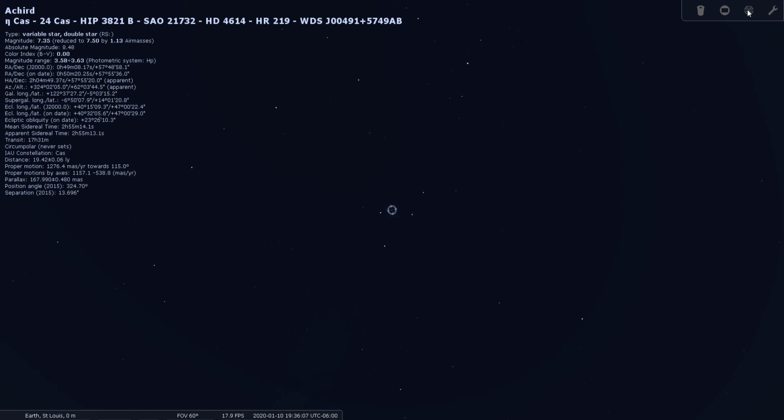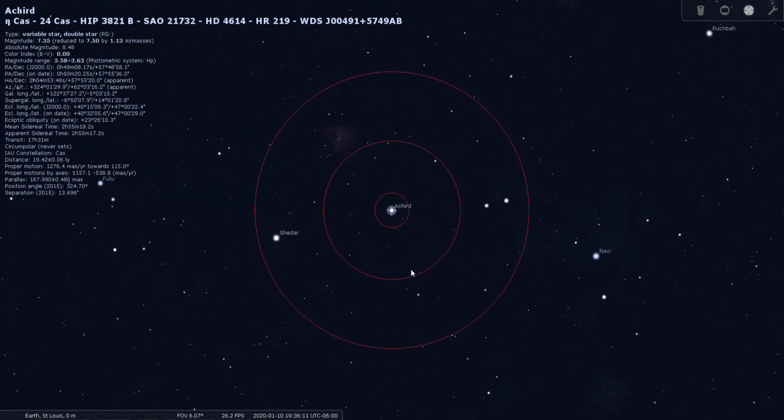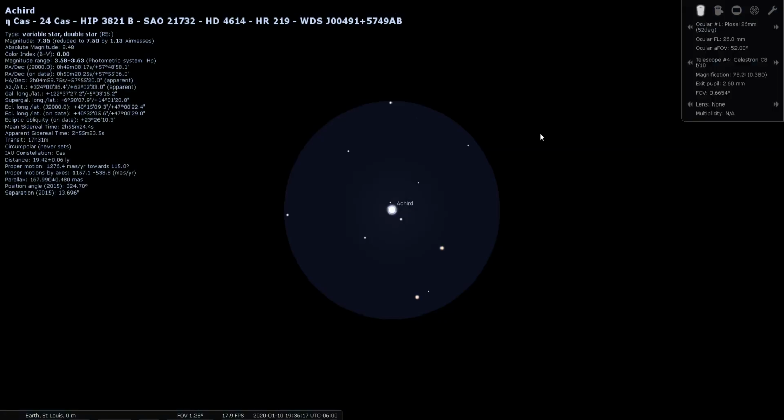And let's have a look at that through our finder scope. It's called Achird, and I don't see that it splits here. So let's try an eyepiece. So that's probably its companion right there, this little star above it. So that would make a nice target for small telescopes.